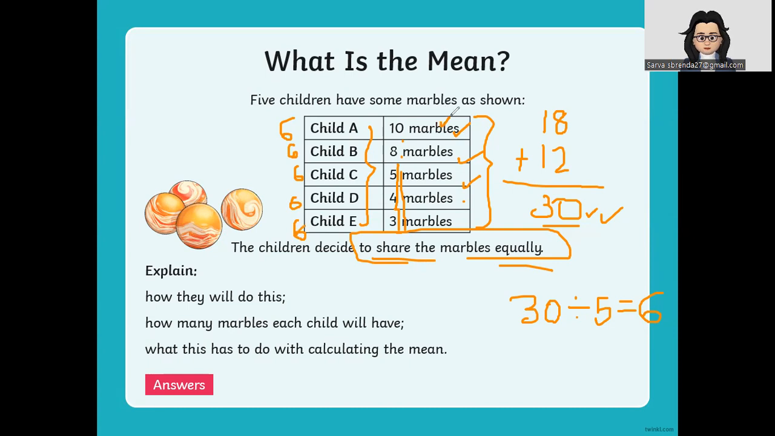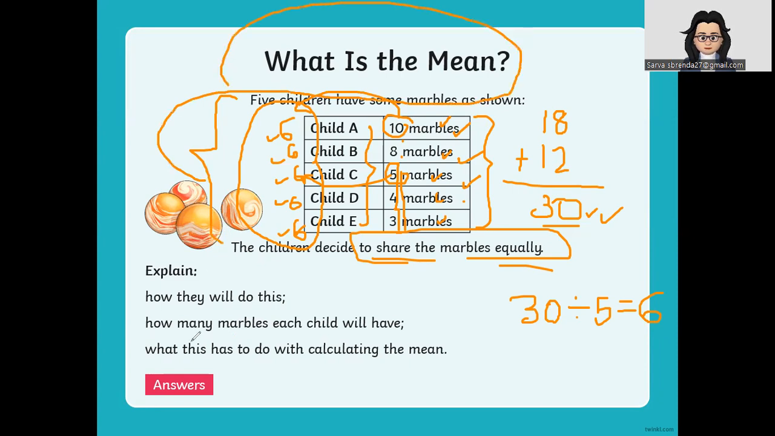Initially, they had 10, 8, 5, 4, 3. Some were more than 6. Some were less than 6. But on average, all of them have got 6 now. This is called calculating the mean. All right, now let's have a look at the answers.